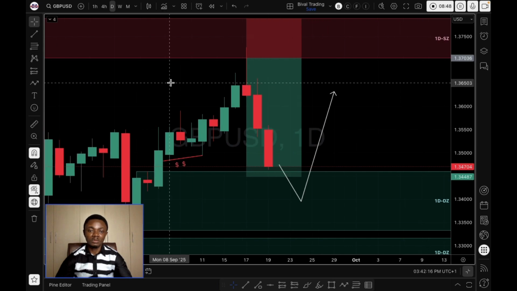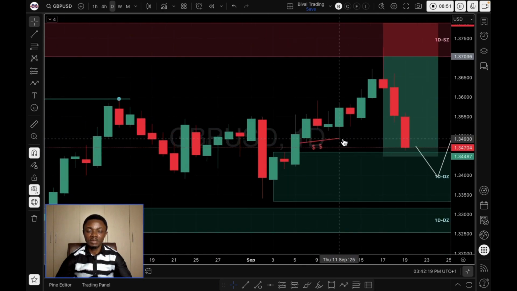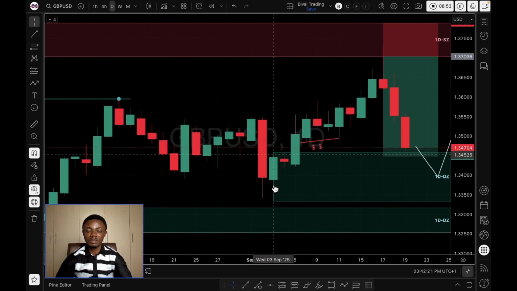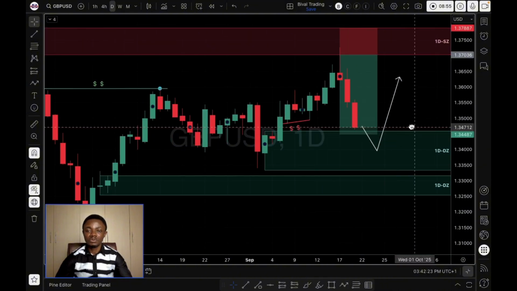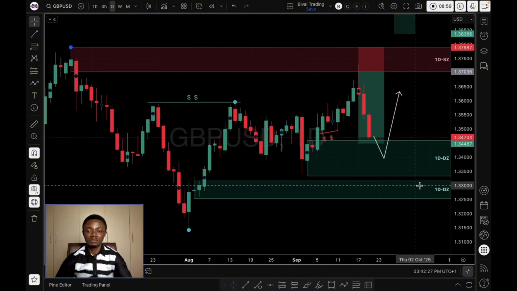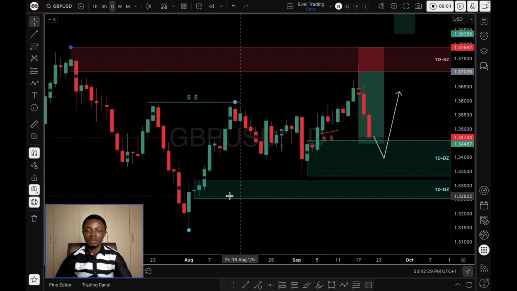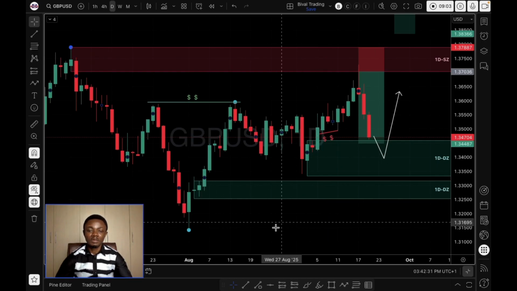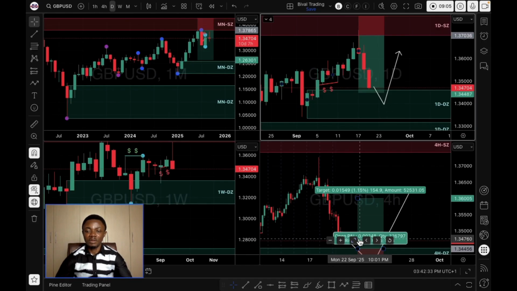Where I would also like to long from here, you can see we have this liquidity here. Okay, and then you have this demand zone. All right. So if this zone should fail, we also have this demand zone here. Okay, you have this demand zone you can also long from. So let's check 4 hours and see what we have on the 4 hours time frame.